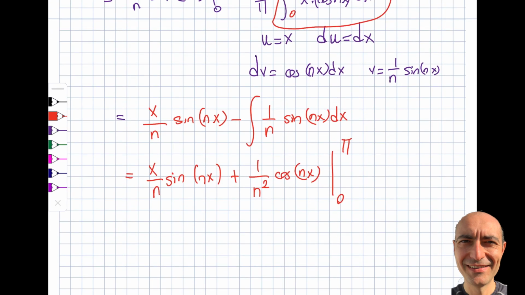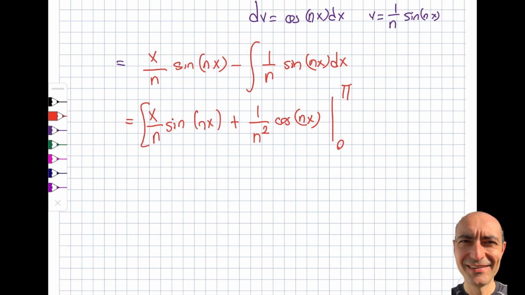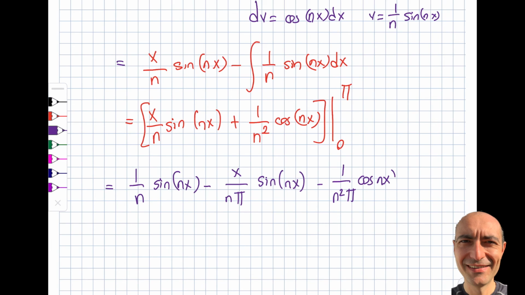Okay, so this is what I have. Let's go back to the purple font where I could be combining things. So the first thing is to have this minus 1 over pi times this. Okay, that's what I'm going to analyze now. Also, I have to have this, right? 1 by n sine nx minus x by n pi, let's not forget the pi, sine nx, minus, because there's a minus in front of it, right? Don't forget that. 1 by n squared pi cosine of nx. And I have to evaluate all of them from 0 to pi.